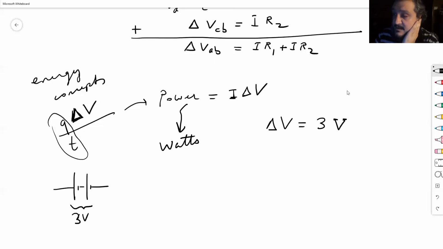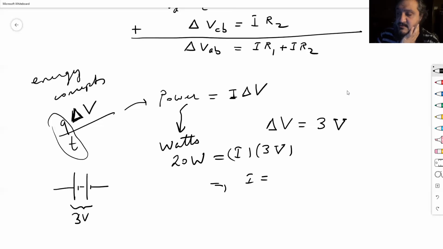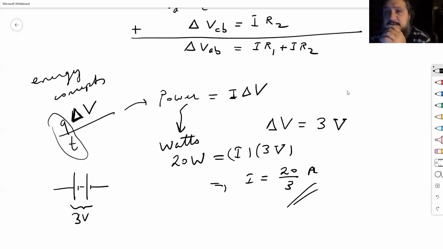Then, say you want 20 watts. If you have 20 watts, what will be your current then? How much current in amps or milliamps for 3 volts? That's how you can find your current. So 20 divided by 3 is about 6.7 amps. It's a lot of current, actually. A flashlight will hardly give you 20 watts. That's a lot, right? So power is I times delta V.